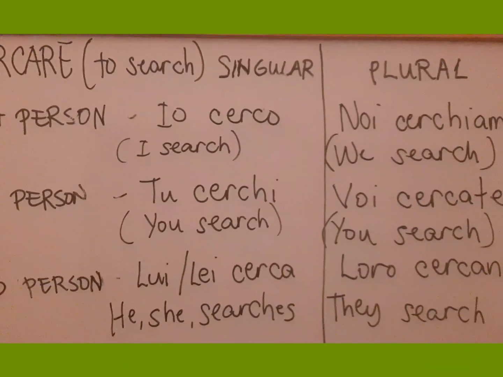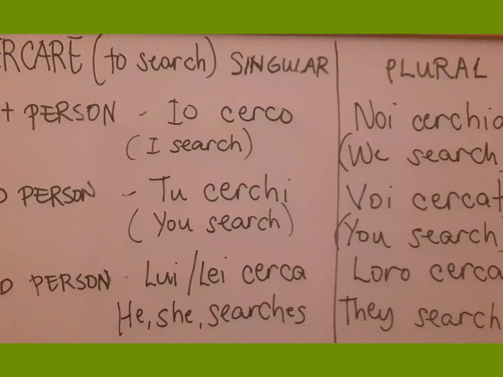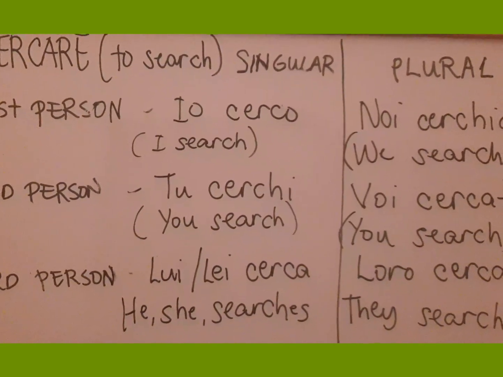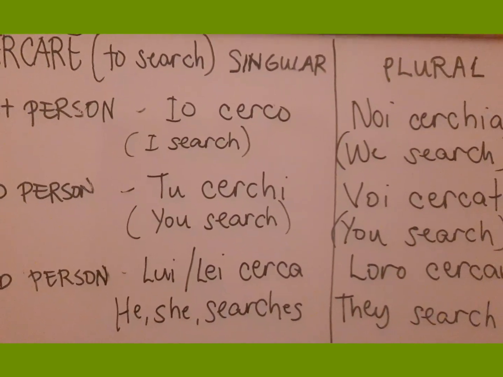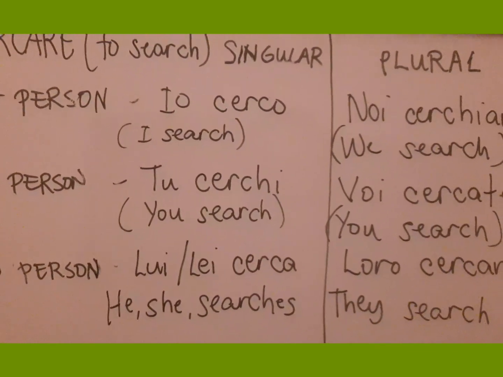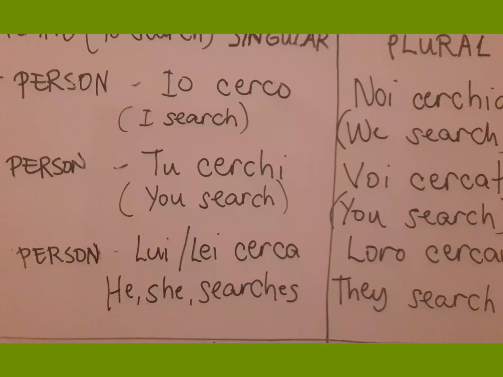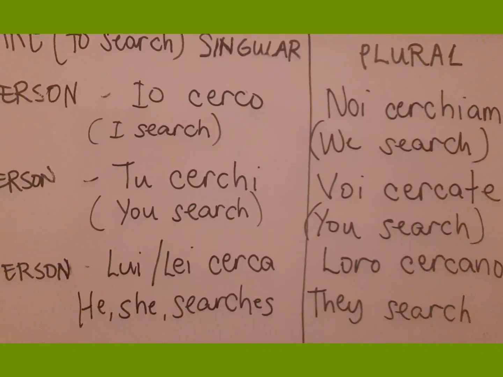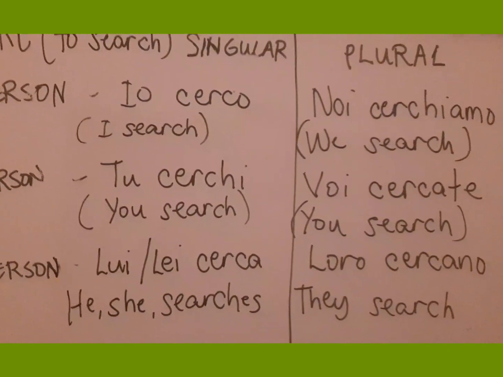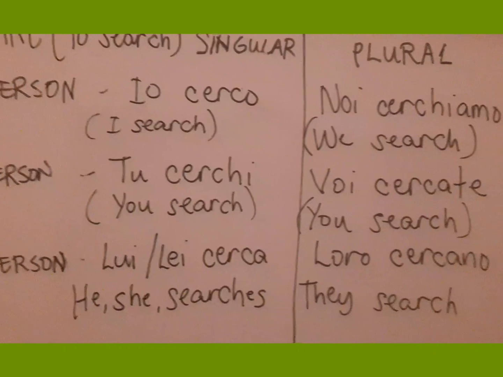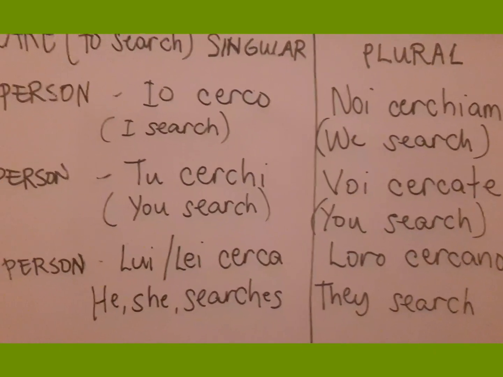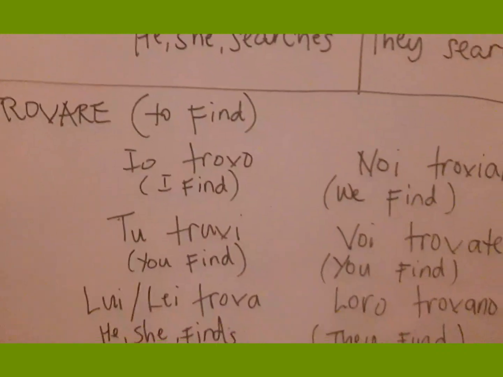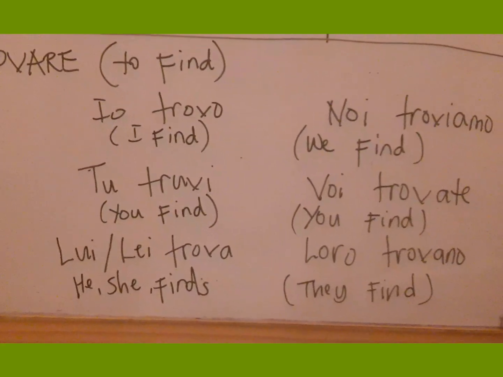Now let's try another verb. Cercare, to search. Io cerco, I search. Tu cerchi, you search. Lui, lei cerca. He, she searches. Noi cerchiamo, we search. Voi cercate, you search. Loro cercano, they search.